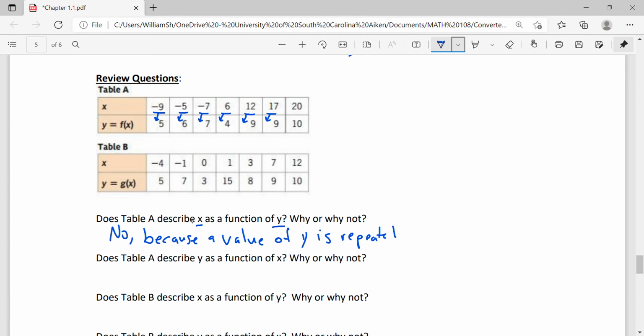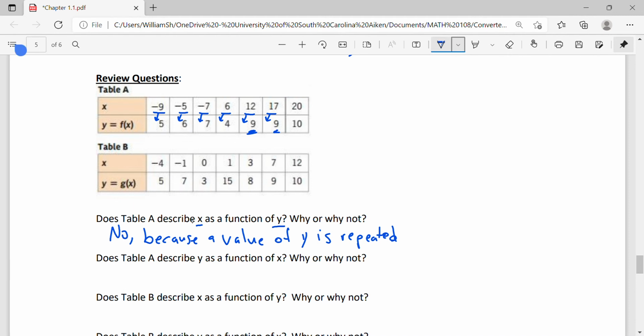Okay. So does table A describe x as a function of y or not? No, because a value of y is repeated. That value specifically is that 9 here. That 9 is repeated, so we have an issue.